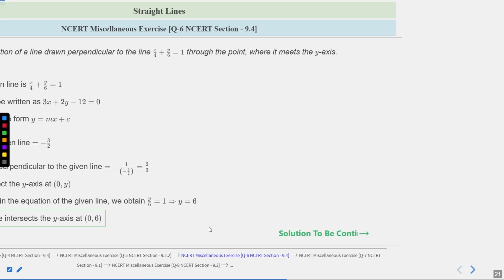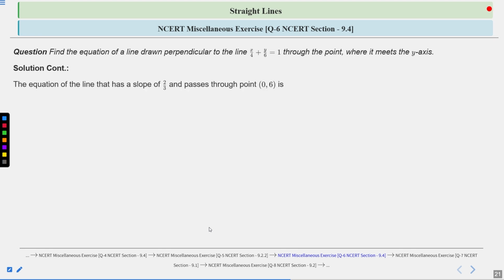The equation of the line that has a slope of 2 by 3 and passes through the point 0, 6 is y minus 6 equal to 2 over 3 times x minus 0. Okay, so we used here point slope form of a line. If we have a line having slope 2 by 3 and passes through the point 0, 6, then the equation of the line is y minus 6 equal to 2 over 3 times x minus 0.